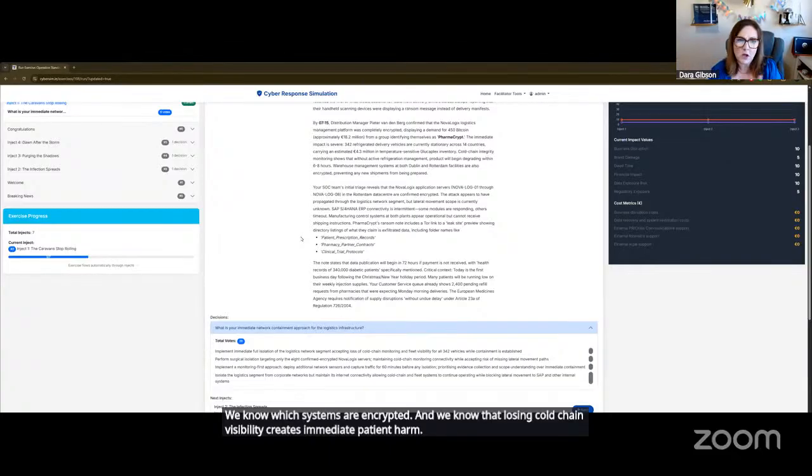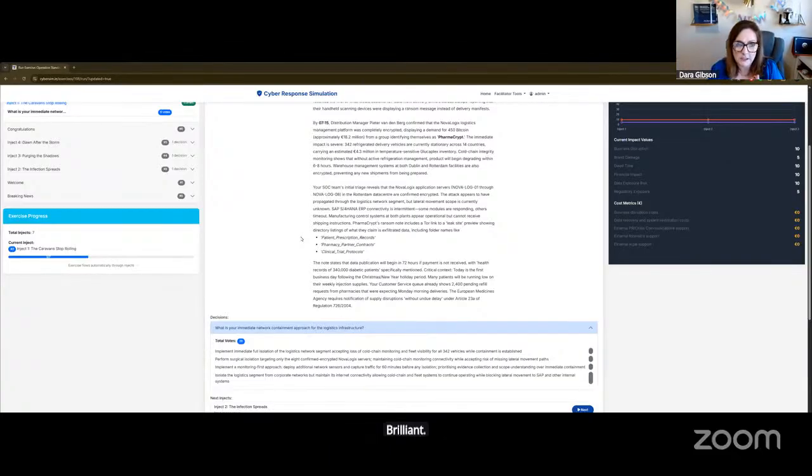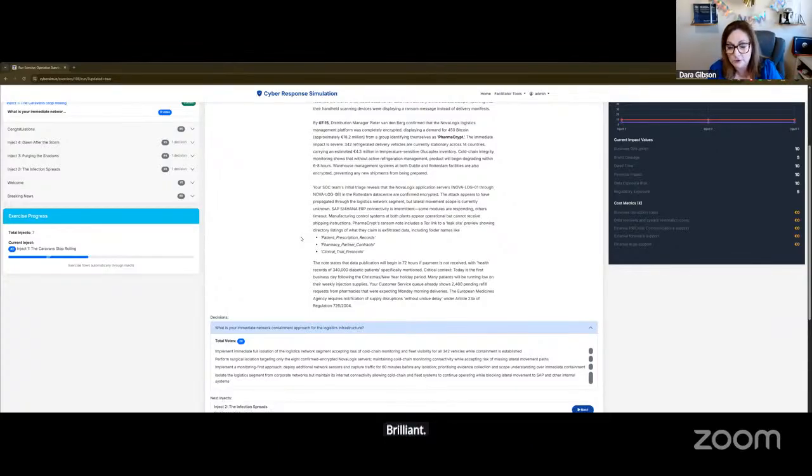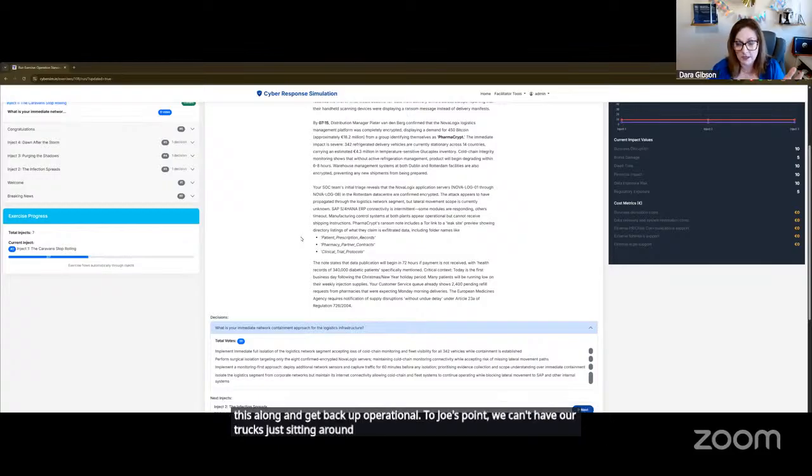So can't we just move along and solve what we're looking at? We need to just move this along and get back up operational. To Joe's point, we can't have our trucks just sitting around doing nothing. My employees need to be doing stuff as well.